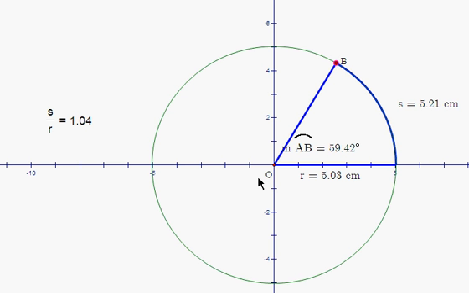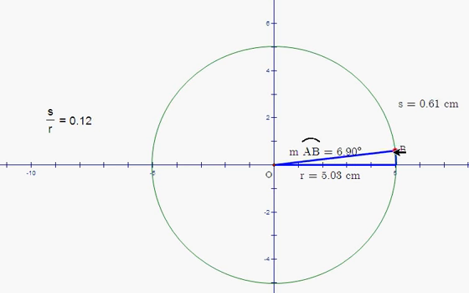There are two different ways to measure the size of an angle. One is the degree measure, where a degree is simply 1/360th of a complete revolution around the circle. 1 degree is very small, of course, then.